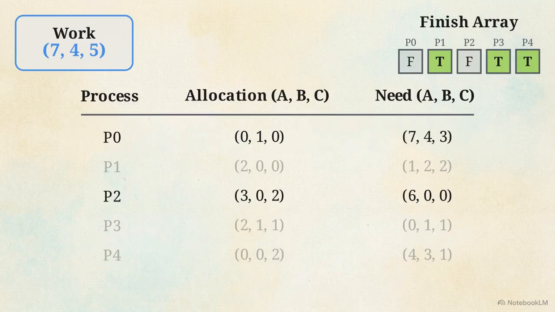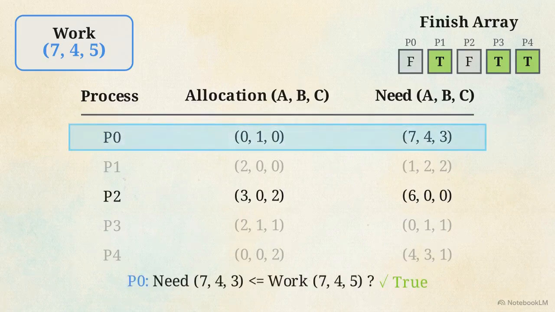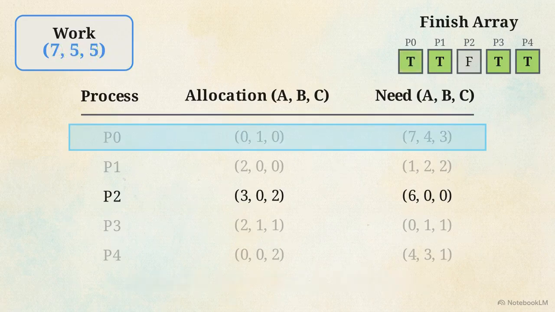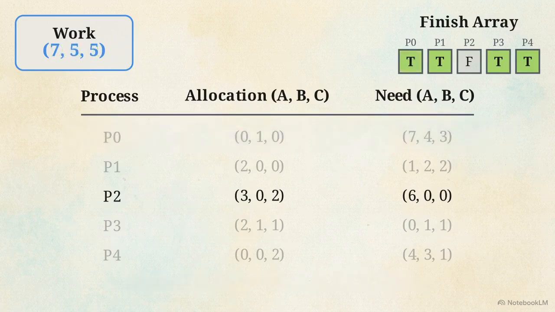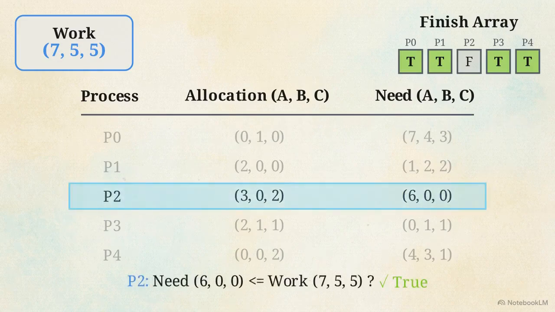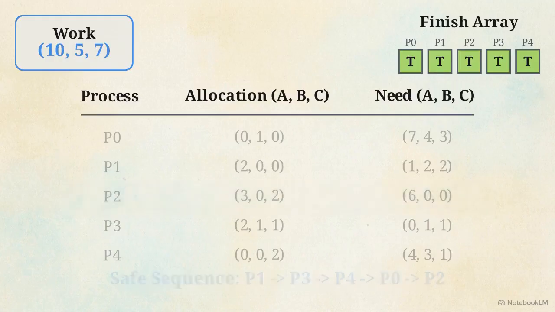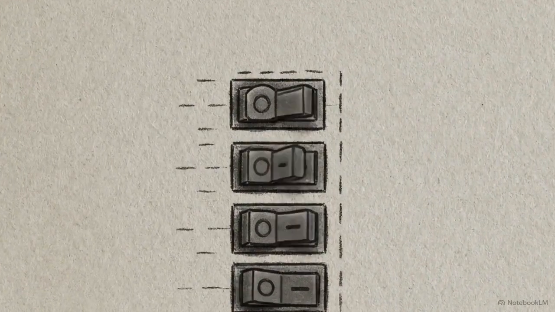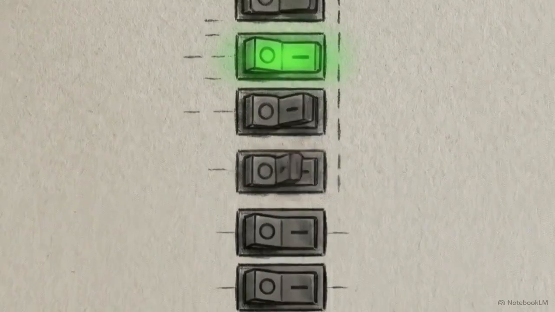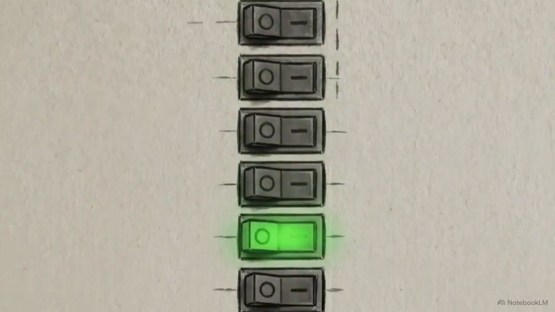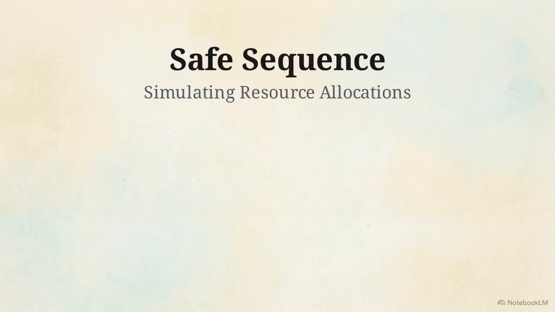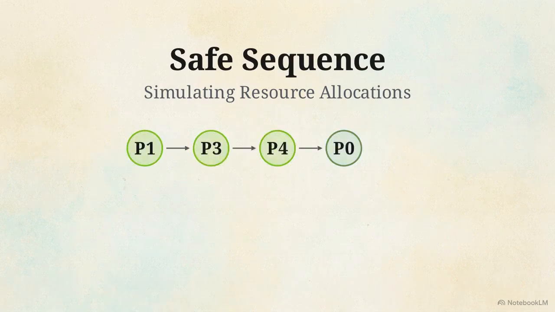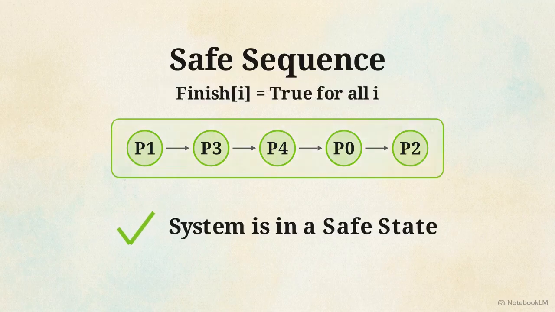Now we loop back to the processes we skipped. With 745 now in the work pool, process 0 can finally satisfy its needs. It completes, and work increases to 755. Finally, process 2's demand for 6 units of A can be met. It terminates, and the simulation ends with all resources reclaimed. Because every process in the finish array was successfully marked true, we have mathematically proven the existence of a safe sequence. The algorithm has produced a valid timeline: P1, P3, P4, P0, P2. This confirms the system is in a safe state.